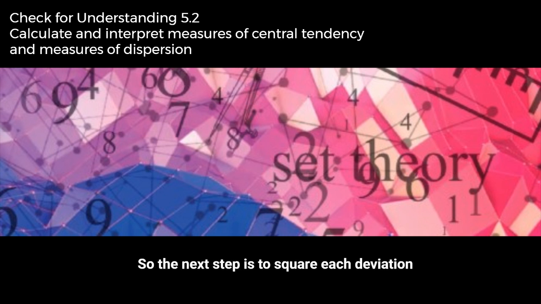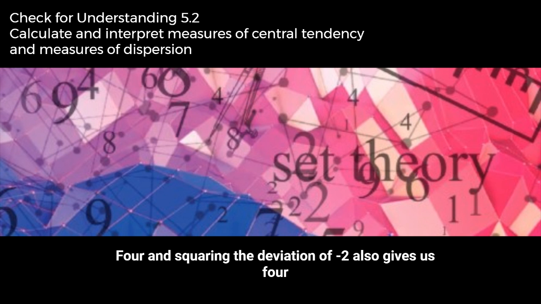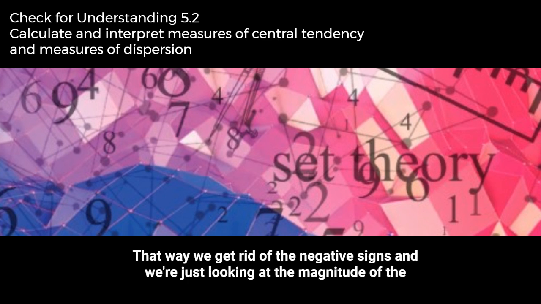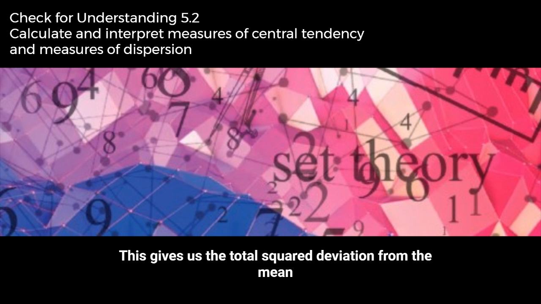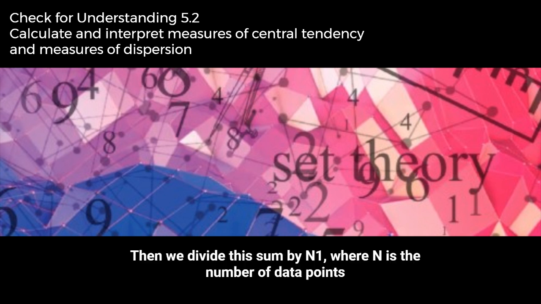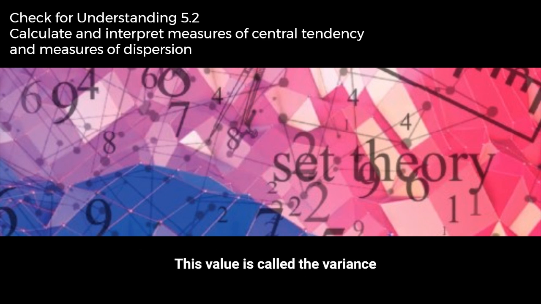So the next step is to square each deviation. Okay, so squaring the deviation of 2 gives us 4, and squaring the deviation of -2 also gives us 4. That way we get rid of the negative signs, and we're just looking at the magnitude of the deviation. Exactly. After we've squared all the deviations, we add them all up. This gives us the total squared deviation from the mean. Then we divide this sum by n-1, where n is the number of data points. This value is called the variance.